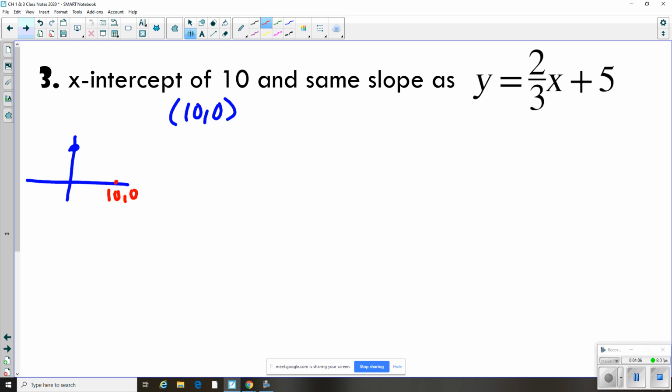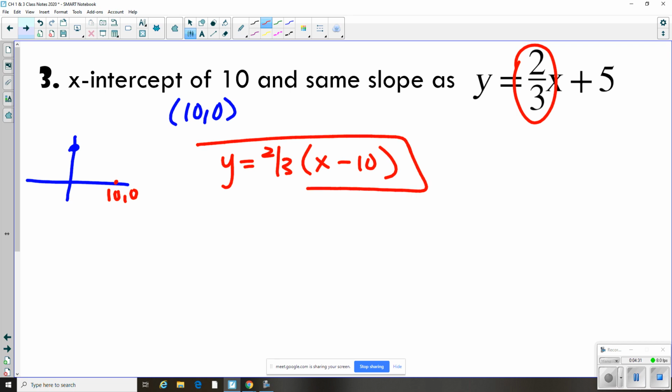Okay? All right, so I got (10, 0), and then what am I going to use for my slope? Which part of this is the slope? The 2/3, awesome. So then if I put that together, I've got y minus 0. Do you want to write y minus 0? No. You can if you want. I have no problem if you do. Otherwise, you can just say y equals 2/3 in parentheses x minus 10. And again, I have absolutely no problem if you want to write y minus 0, to follow your continuity here. Okay, why don't you try 4 and 5? So find your slope.